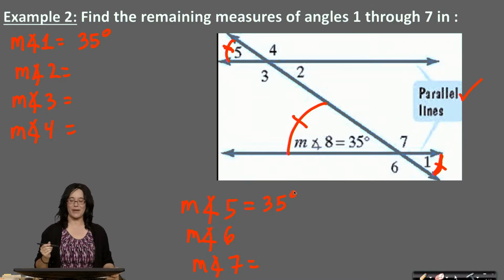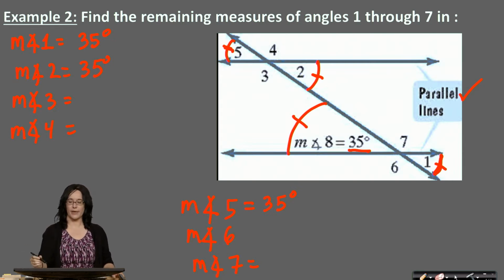Anything else that I know about 35 degrees? That's right, it's also congruent to angle 2 because that's a vertical angle. So that also is 35 degrees. Good job. So far we have 4 different angles that are 35 degrees. That's not a coincidence. That should always be the case when you have 2 parallel lines that are cut by a transversal. We have angles 1, 2, 5, and 8 that are all 35 degrees. Is there a way that we could find the other 4 angles pretty easily?